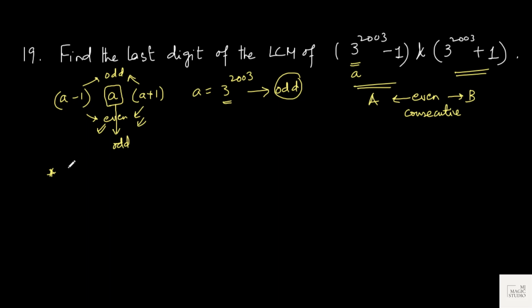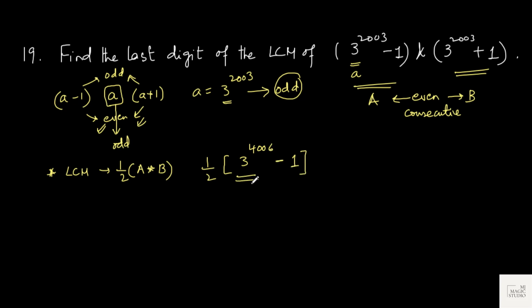That if we have two consecutive even numbers, the LCM of two consecutive even numbers is given by half into the product of these two numbers. So the LCM of our two numbers is half into a minus 1 into a plus 1, that is half of a squared minus 1. That will be half of 3 to the power 4006 minus 1.